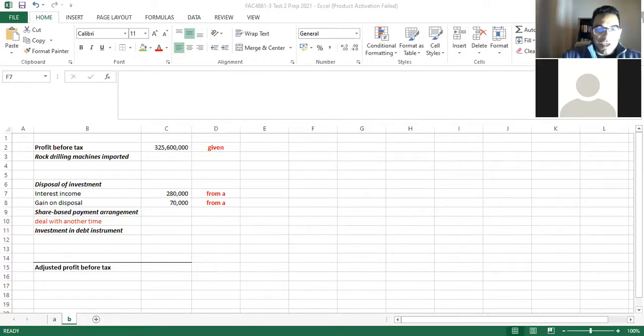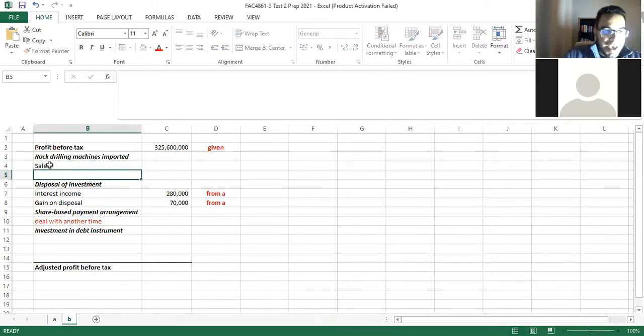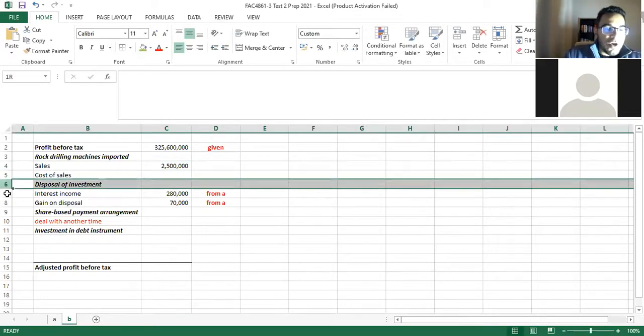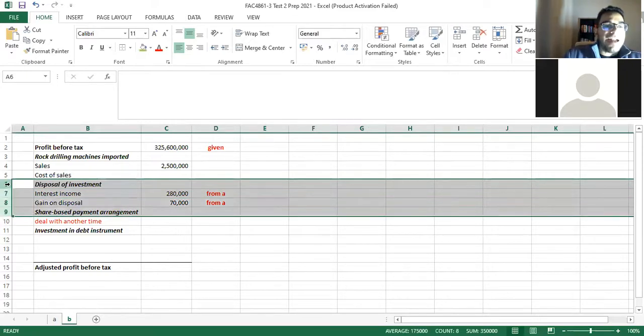So the easiest thing we can start off with is the sale and the cost of sales. So the sale was given to us as 2.5 million. Sales increases profit or loss. So therefore we make it positive. Okay. The cost of sales, we sold one item.